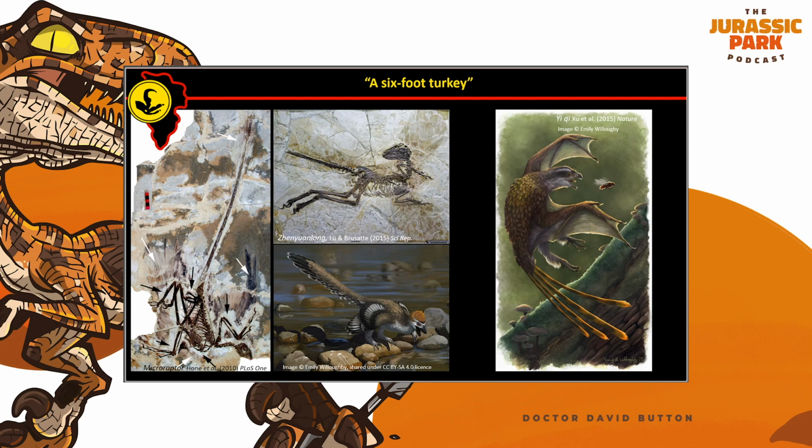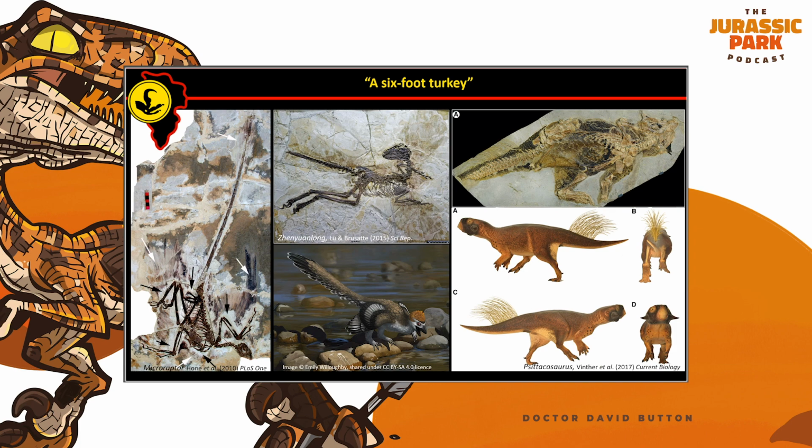And even if we look beyond theropods, we see in ornithischians such as Psittacosaurus the preservation of quill-like structures which may or may not have anything to do with feathers.